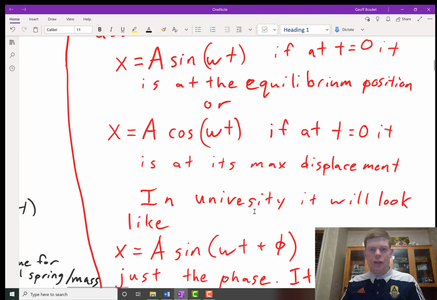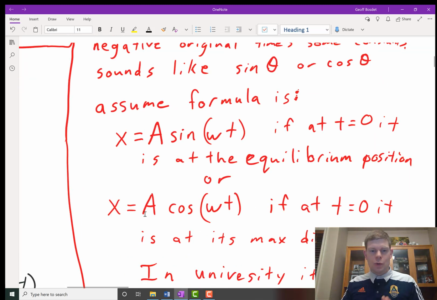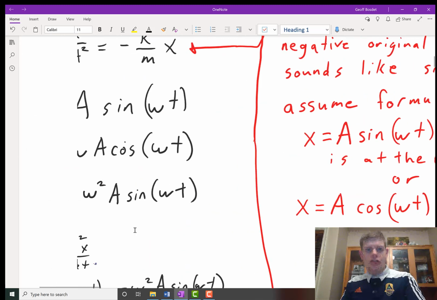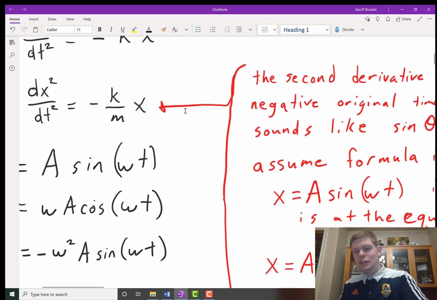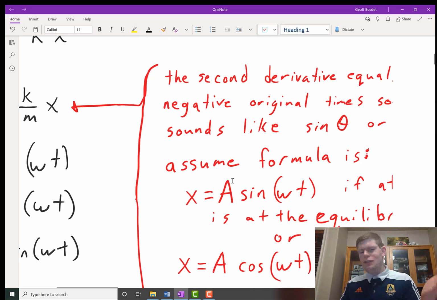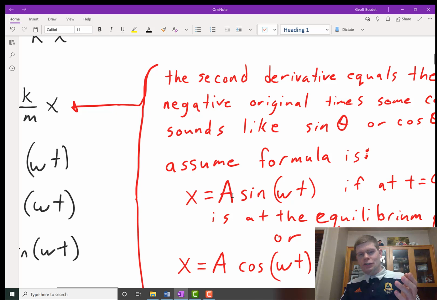It's not that bad. So all we got here is we are guessing our function given that our second derivative is equal to some junk times negative our original function. That sounded like sine or cosine, so we're going to assume that. We're going to be like, hey, there's going to be some amplitude that's just its max value, how far you originally pulled it back, and there's going to be some angular velocity that determines how long a cycle takes.